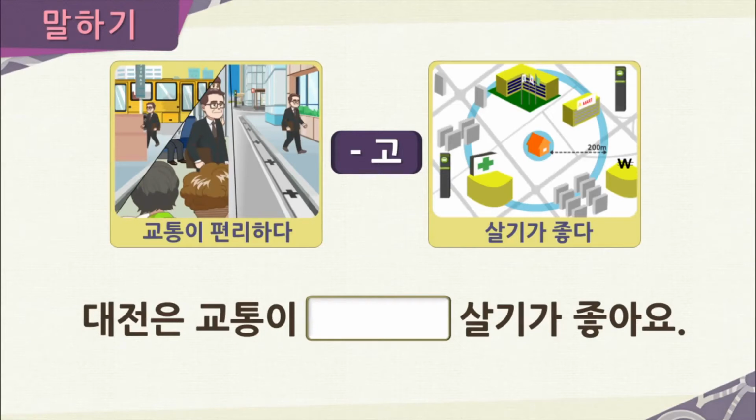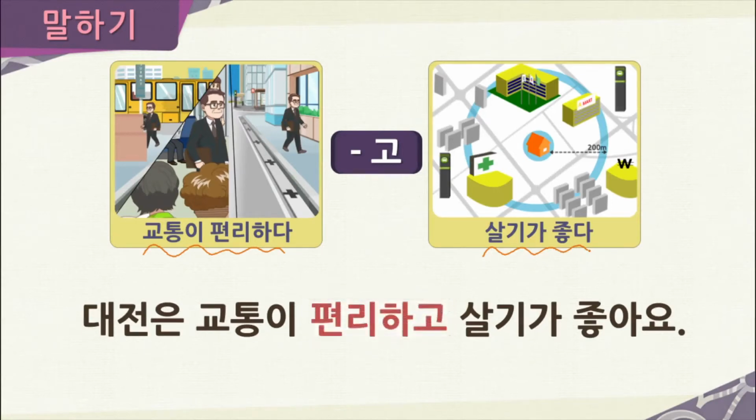Now, how is 대전? Well, the transportation is convenient, right? You can see here with the 교통이 편리하다. Now, we also know it's a nice place to live, and you can see here, we could say 살기가 좋다. Now, if we want to combine these two facts about 대전 into one sentence, how would we make such a sentence? We would say 대전은 교통이 편리하고 살기가 좋아요.